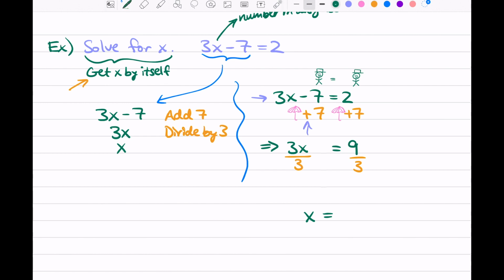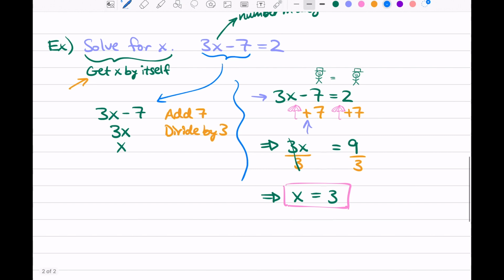And what you're left with is, let's bring this x up here. 3 divided by 3 here is just x. And then on the right side, you have 9 divided by 3 is just 3. And that is your answer. We figured out that the value underneath the mask is 3.